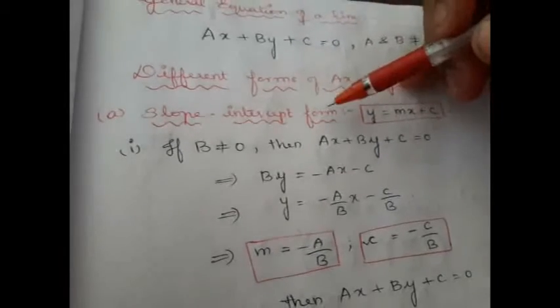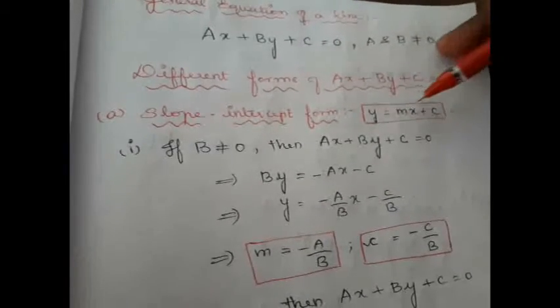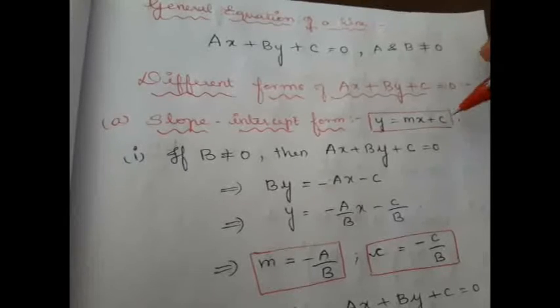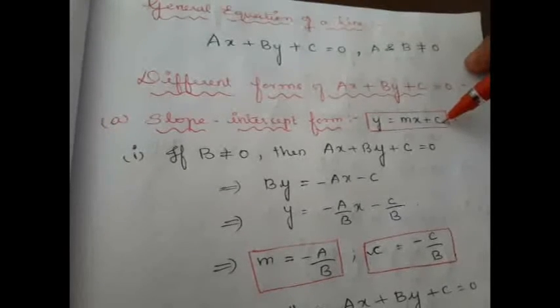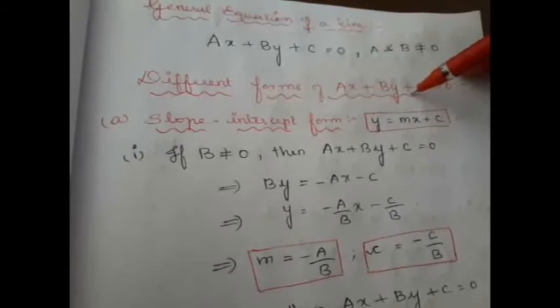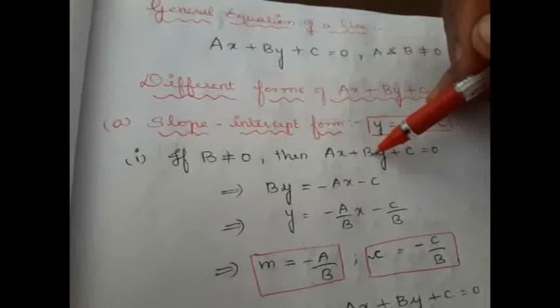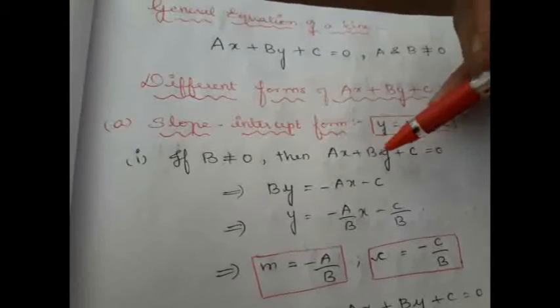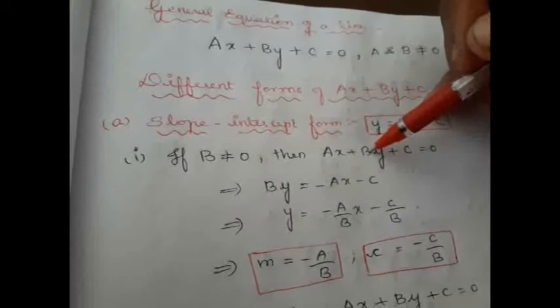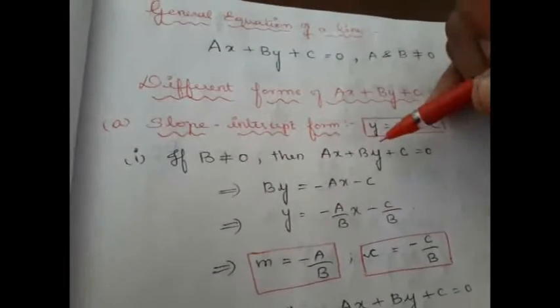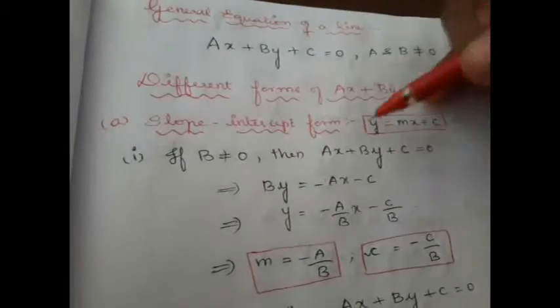What is slope intercept form? We know y is equal to mx plus c, right? Now we are going to correlate this slope intercept form with our general equation. So we are going to consider two cases. What happens to the coefficient of y if b is not equal to 0 and b equal to 0? First, let us assume b is not equal to 0. If b is not equal to 0, what will happen?